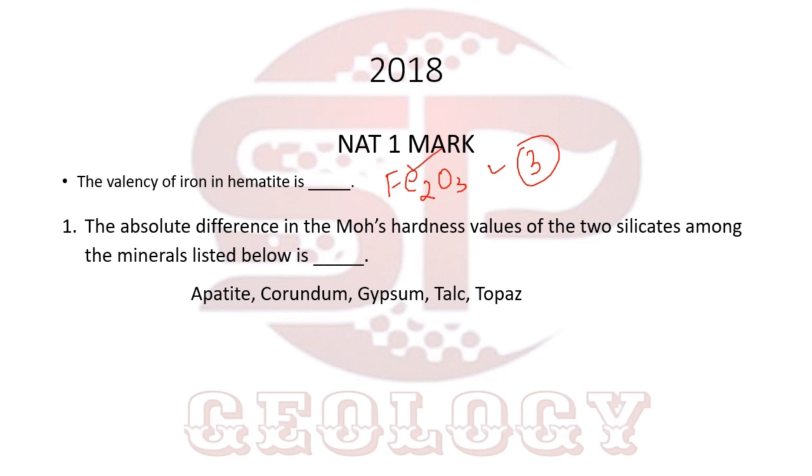So the absolute difference in Mohs hardness value of the two silicates among the minerals listed below. Here among these minerals, all belong to the Mohs scale of hardness, from which talc and topaz are silicates. Talc has a hardness of 1, topaz has a hardness of 8. So the difference between them is 8 minus 1, which is 7.